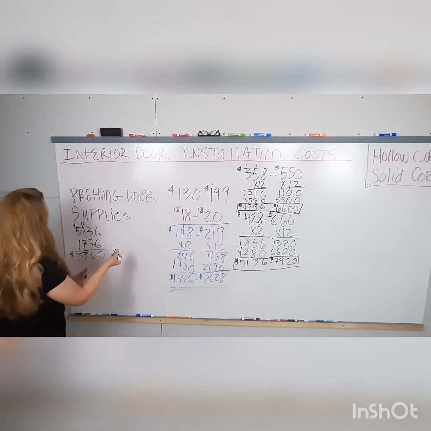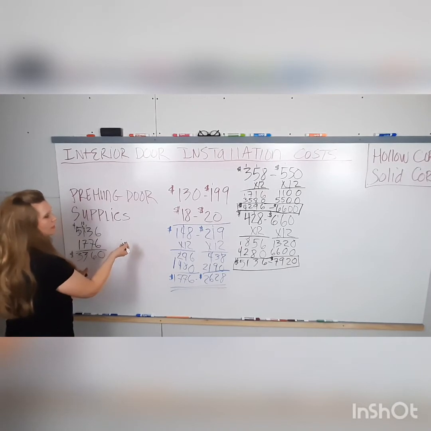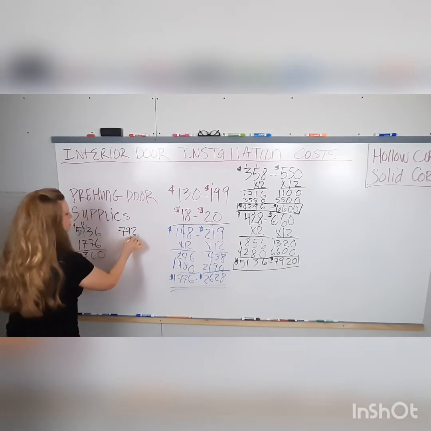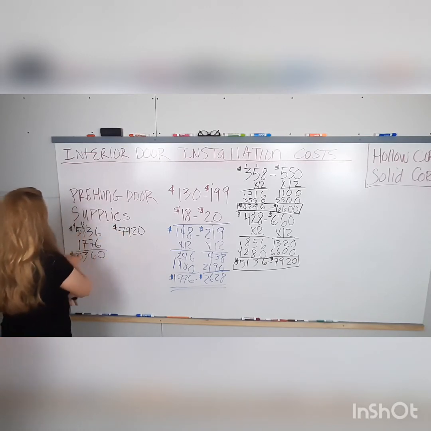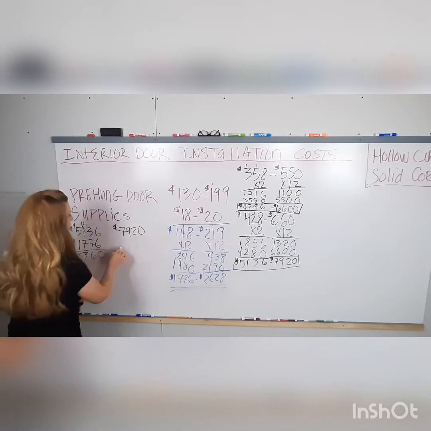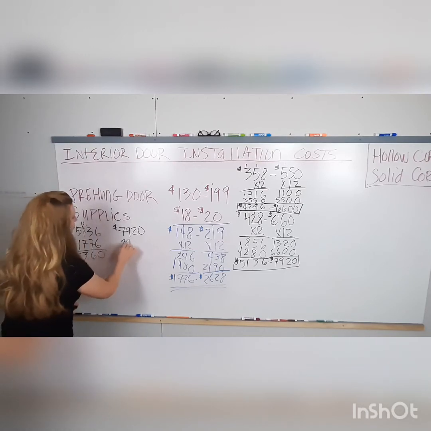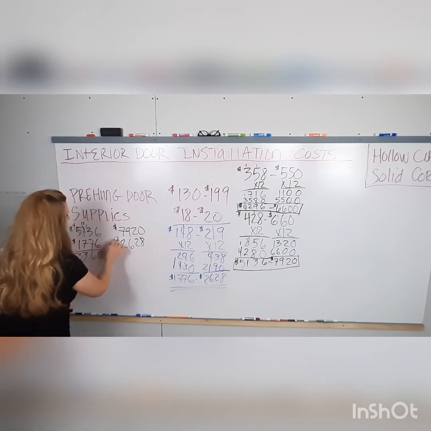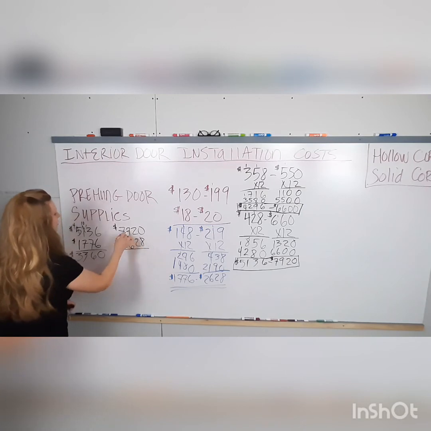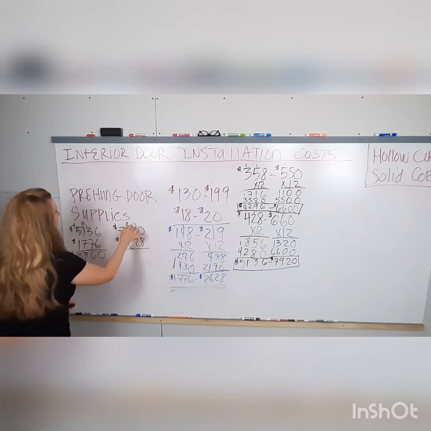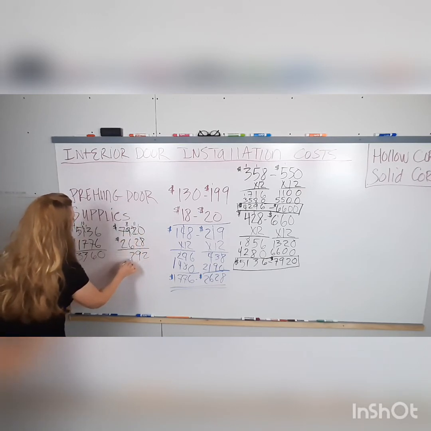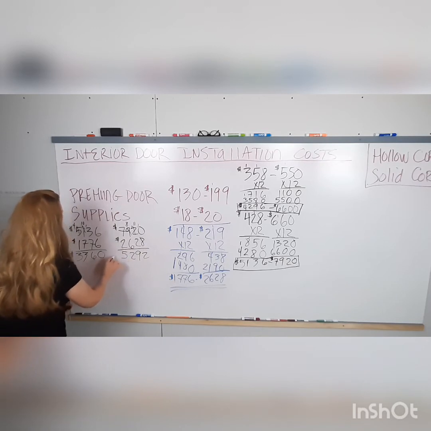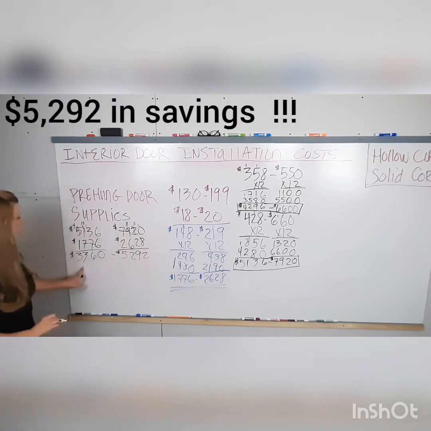Look at that number. Okay, so that's the low end, and the upper end is $7,920. Wow, folks, that's a lot of money. A lot. We're going to subtract what we would pay for my number of doors, and doing the math here, we get $5,292. Woo! Look at how much money we could save.